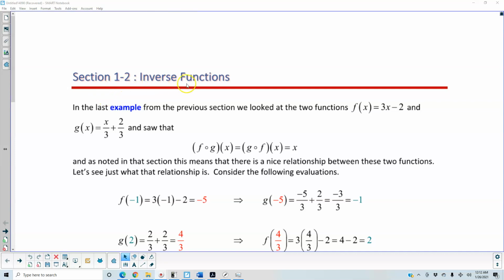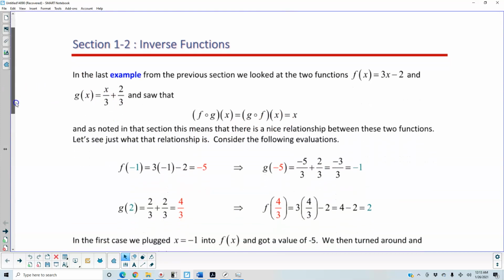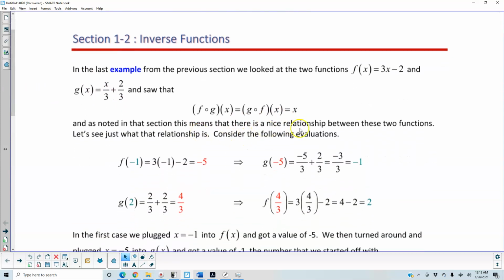Section 1.2 Inverse Functions. In the last example from the previous section, we looked at the two functions f of x, which is equal to 3x minus 2, and g of x equals x over 3 plus 2 over 3, and saw that f composite g of x was equal to g composite f of x, which would equal x. And as noted in that section, this means that there is a nice relationship between these two functions. So let's just see what that relationship is.